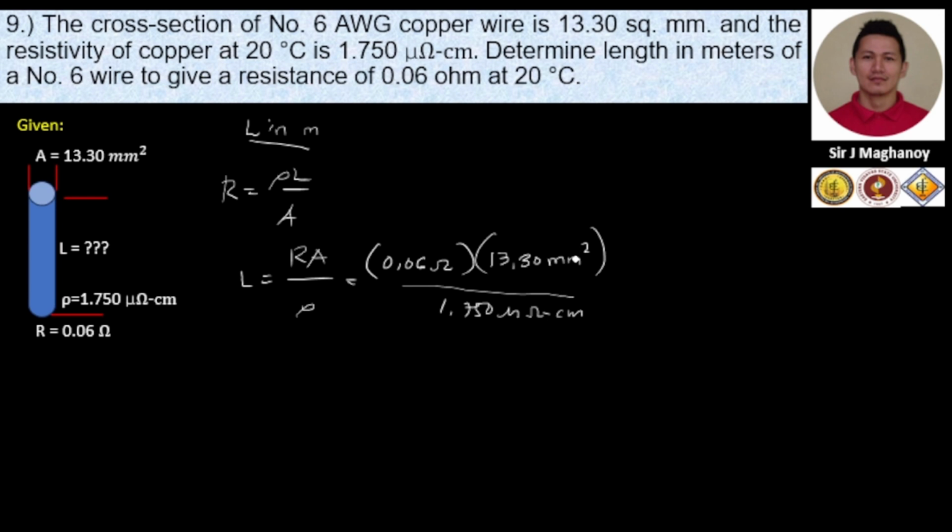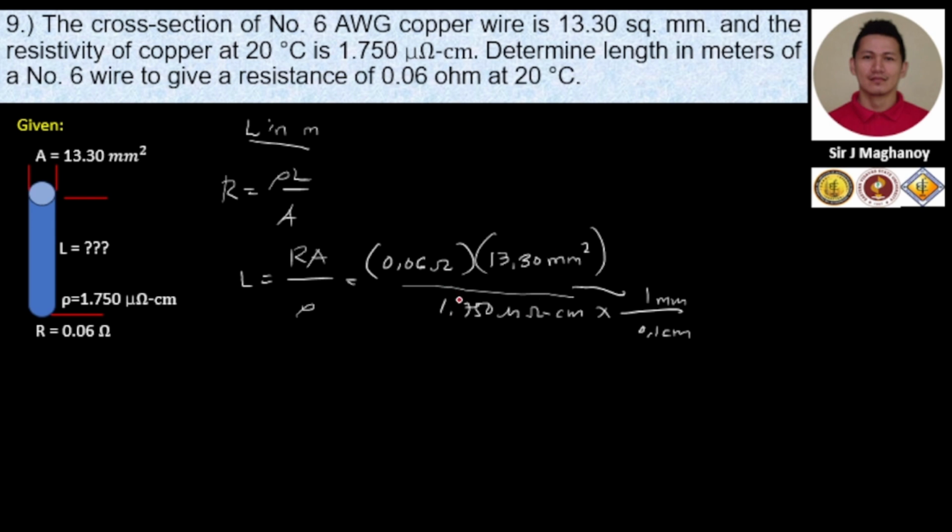It's either we convert mm to centimeter or centimeter to mm. In this figure, I think it would be easier if we convert the resistivity instead of the cross-sectional area, because the cross-sectional area is squared, right? So it's better to convert our resistivity to millimeter, so we can cancel out the cross-sectional area. In every 0.1 centimeter, there is 1 millimeter. Okay, so we do the cancellation.